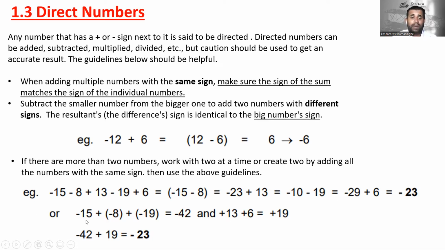All right, the other way is -15. First, we will add the minus numbers. So -15 plus -8 plus -19 is -42. And then add plus numbers, +13 plus 6 equal +19. So then the answer is -42 plus 19 equal -23. Right? So I think you can get an idea about this one.